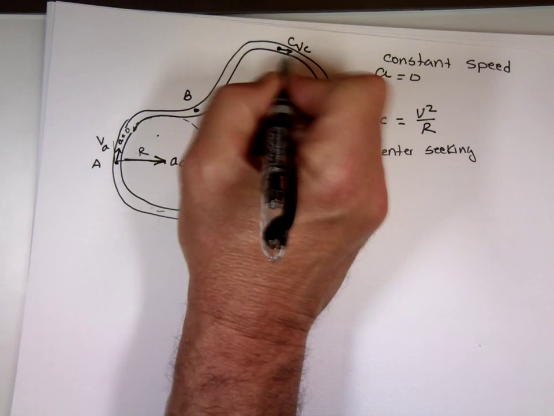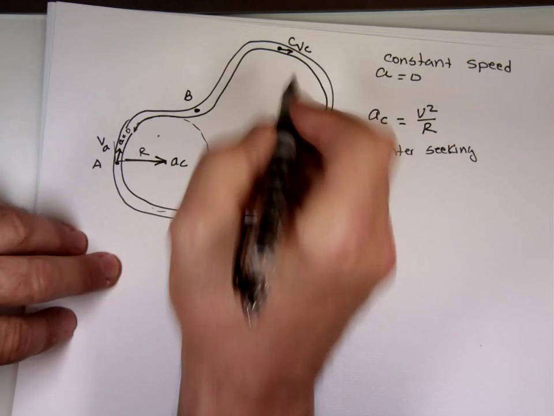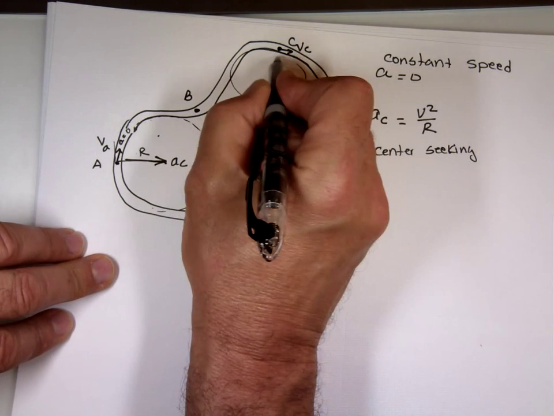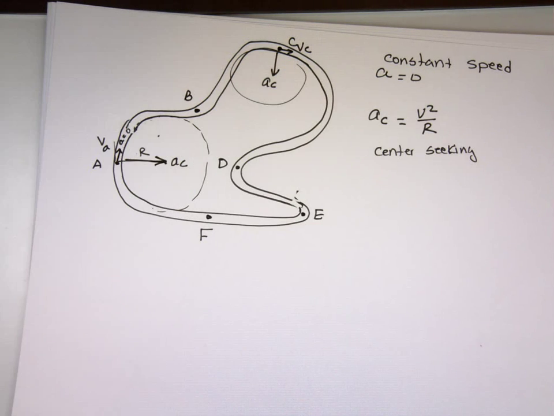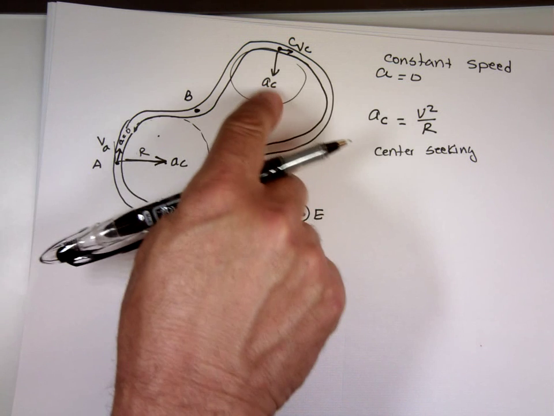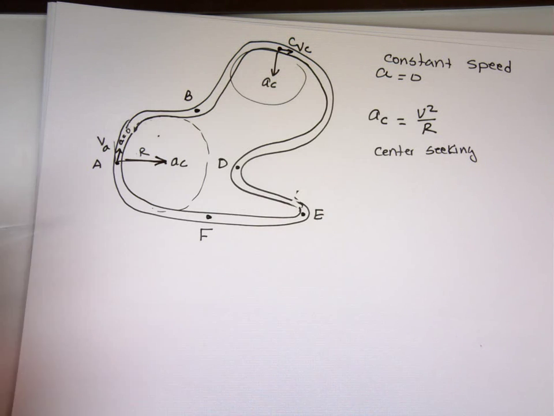Again, this is part of a circle right there. The acceleration will be in this direction, centripetal acceleration. It's going toward the center, which means down. It's 90 degrees with the velocity, pointing down toward the inside of the track. It is perpendicular, and points toward the inside of the track. Correct.